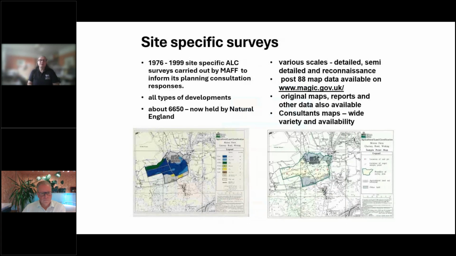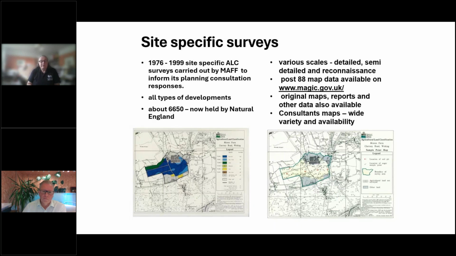And so as a result of the development of the ALC system over the years, from 1970s, site-specific surveys have been carried out. And there are a large number of maps showing the surveys which were carried out over that time. And in fact, the Ministry of Agriculture carried out over 6,500, and these are held by Natural England in their access to evidence catalogue, and they're available there.